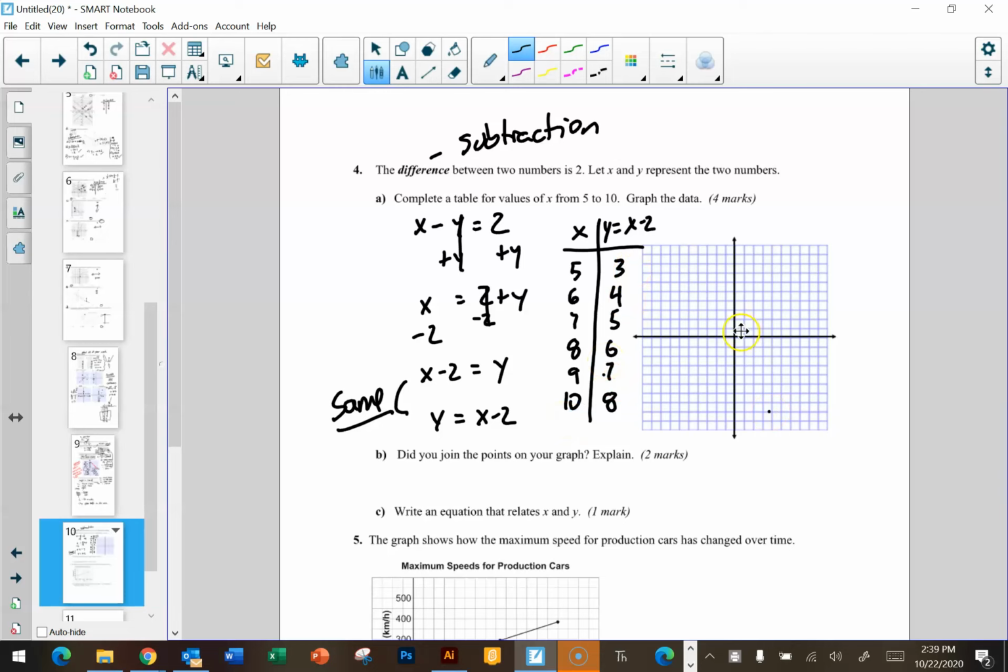So let's plot that. We need to go up to 10 on the x. So hopefully there's 10 of these. 1, 2, 3, 4, 5, 6, 7, 8, 9, 10. Okay, so the very end is 10, which means the middle here is 5.